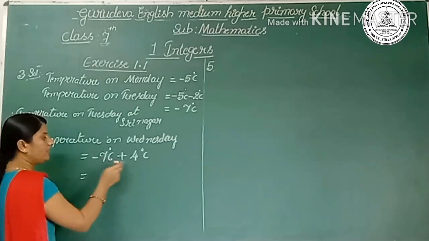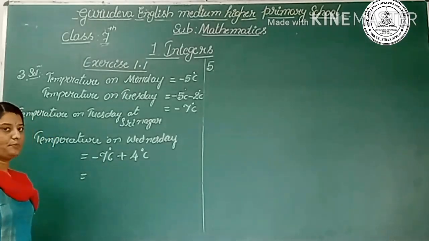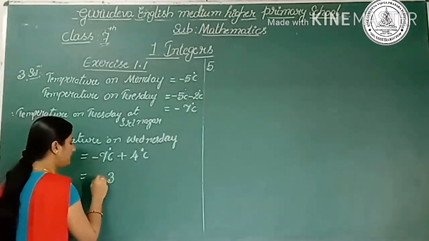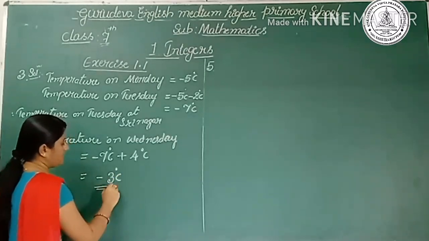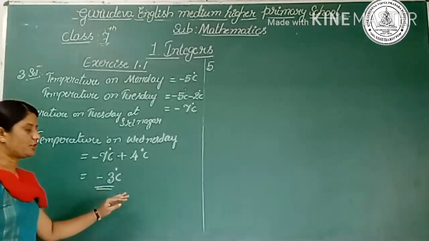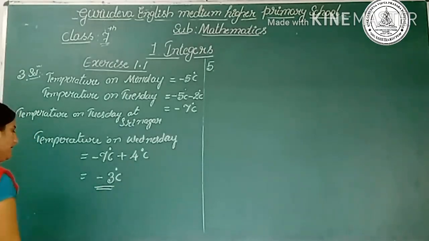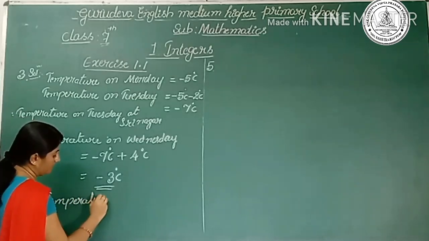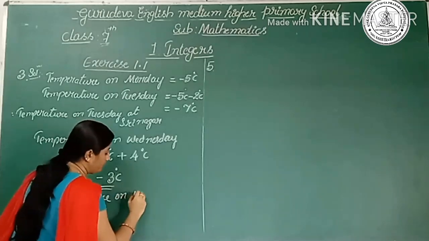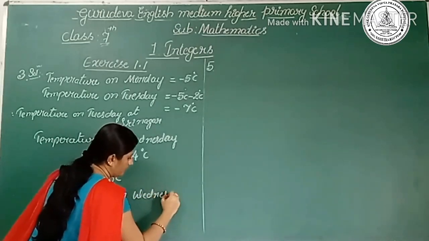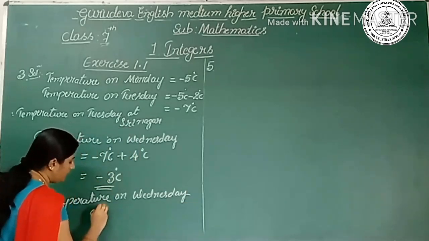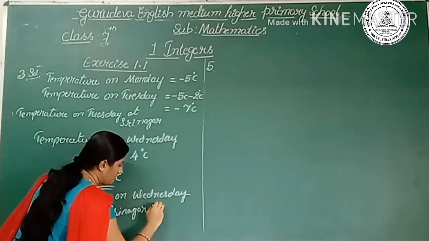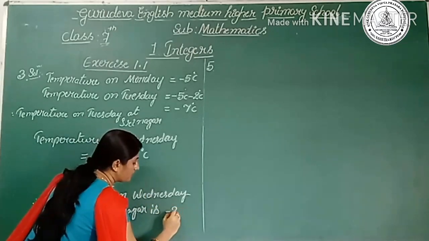So you may see here there are two opposite signs. So we have to subtract. So 7 minus 4 is 3. Here 7 is the greater number. It has a minus sign. So it is 3 degrees Celsius. Therefore, the temperature on Wednesday at Srinagar is -3 degrees Celsius. Write down here. Therefore, temperature on Wednesday at Srinagar is -3 degrees Celsius.